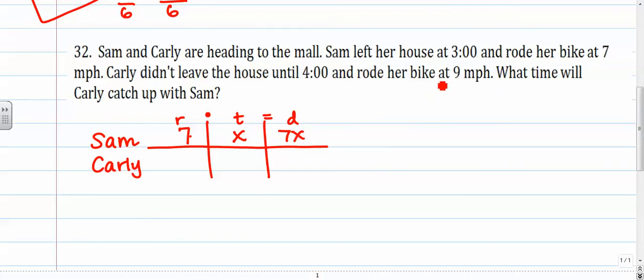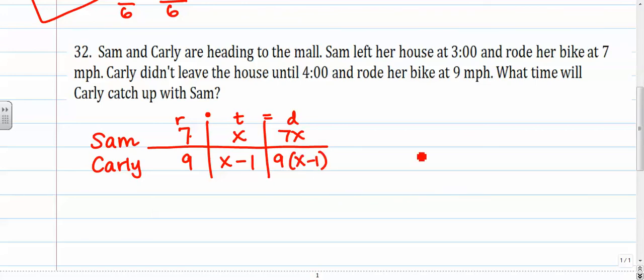Okay? Carly rode her bike 9 miles an hour. And for her time, we don't know it either. But if Sam is on her bike for x hours, Carly left an hour later. So she's going to be on her bike fewer hours. So Carly's time is going to be whatever Sam's is, minus 1. Okay, she's on her bike fewer hours because she left later, so subtract off that difference of time. And then her distance is again 9 times x minus 1.